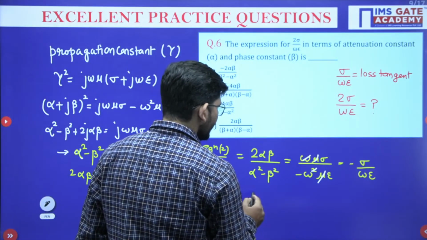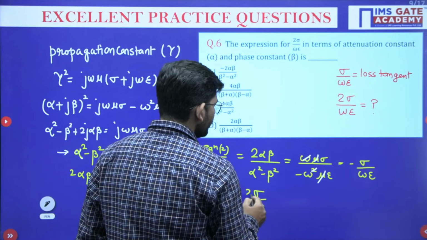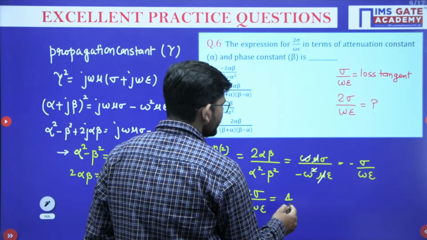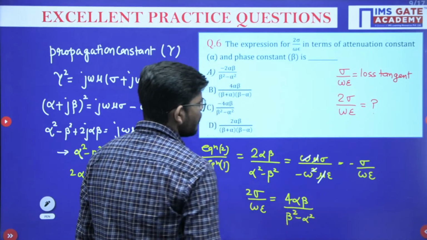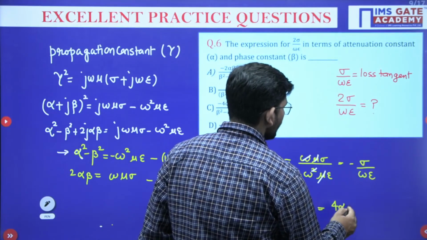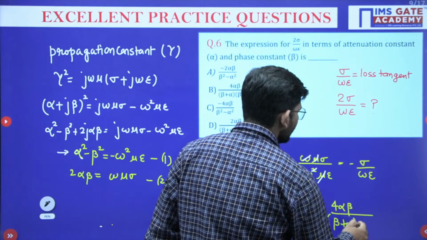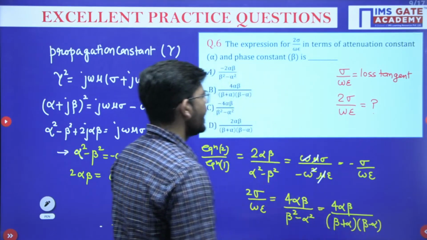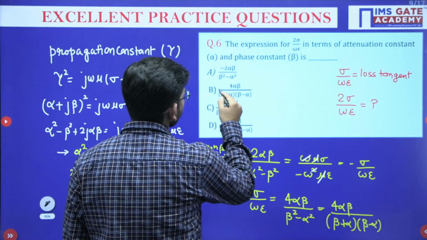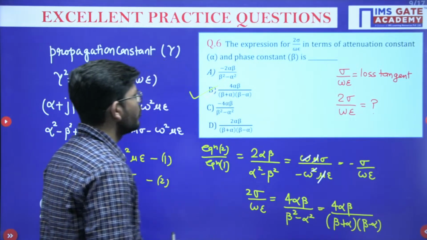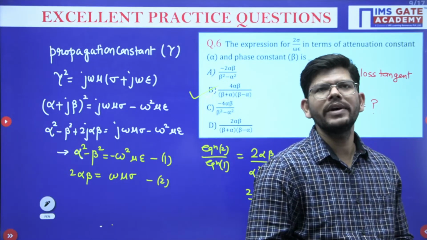So we can consume this minus. If we write it as sigma upon omega epsilon and multiply it with 2, by consuming minus we will be getting 4 alpha beta divided by beta square minus alpha square, or 4 alpha beta divided by beta plus alpha into beta minus alpha. Did we have any option here? Yes, we have an option, isn't it? So this option, option number B, 4 alpha beta upon (beta plus alpha)(beta minus alpha), will be the correct answer. So this is how very easily we can solve this question.